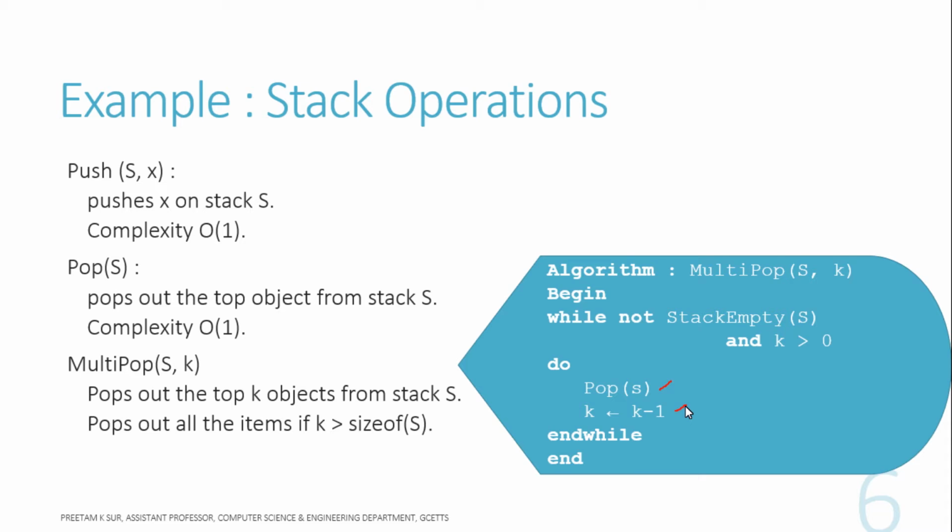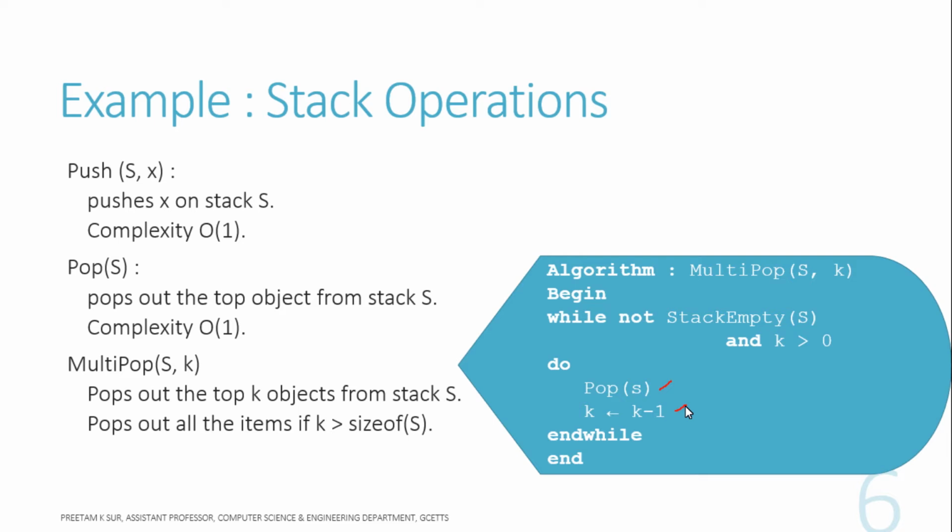If you look at the description of the multipop operation on the left, there are two ways it can perform. Either if there are enough elements, then it can pop out all the k objects, but if there are not enough elements, it will pop out all the objects from the stack, right? That is, it will make the stack empty. If you look at the algorithm on the right side now, you will find that if either of the conditions becomes false, the algorithm will stop at that point, right?